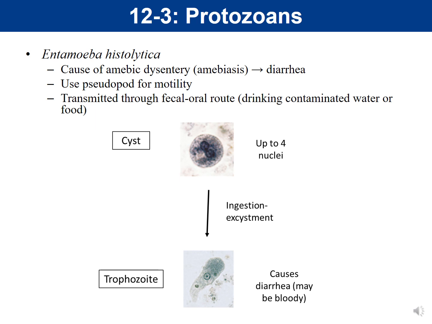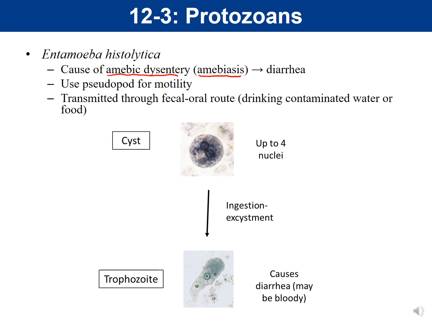So the first one that we're going to talk about is Entamoeba histolytica. And Entamoeba histolytica is the cause of amoebic dysentery. So when we write the name of the disease, amoebic dysentery, it's also called amoebiasis.